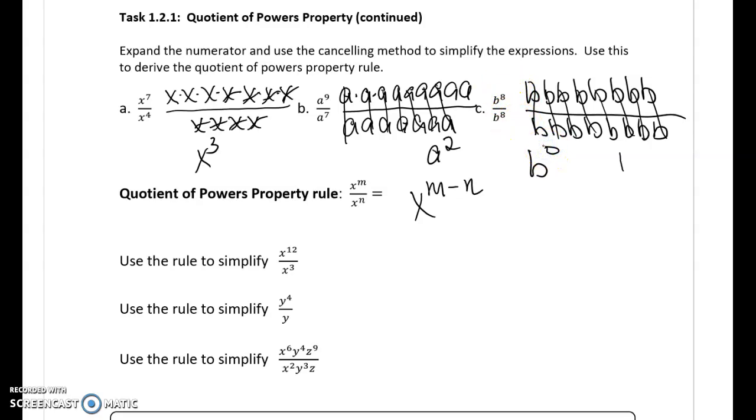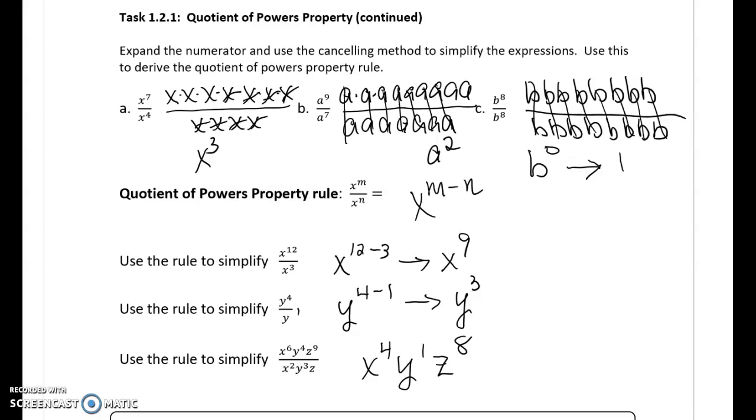So again, if you recall, anything to the 0 power leads you to a value of 1. All right, so go ahead and take the time to see if you can apply that rule to these next 3 examples, and we'll come back and check your answers here in a minute.